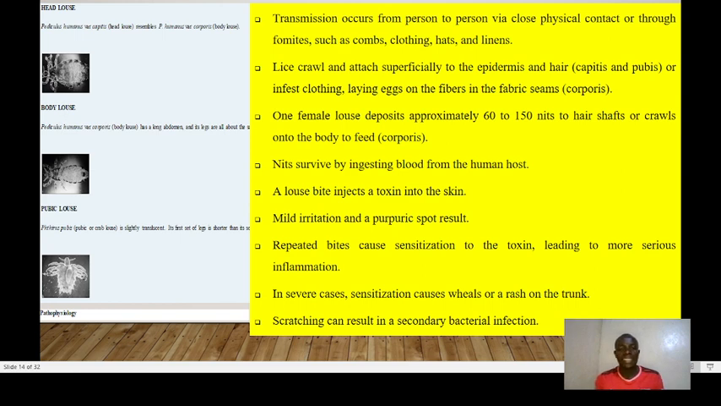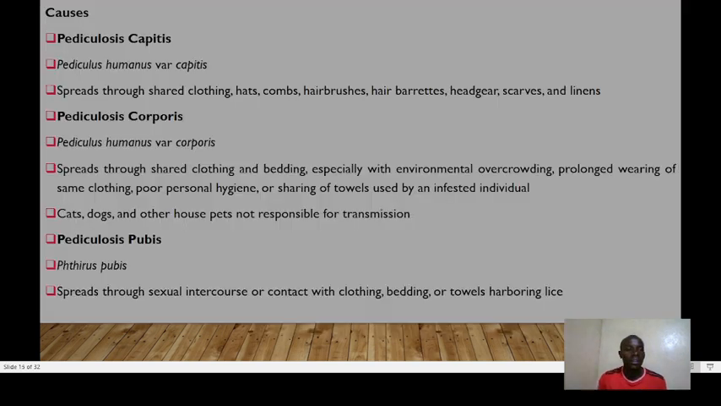Louse bites inject a toxin into the skin. So mild irritation and a pruritic spot results. But you find that repeated bites now will cause sensitization to the toxins, leading to more serious inflammation. In some severe cases, sensitization causes wheals or rash on the trunk. Scratching can result in secondary infection.